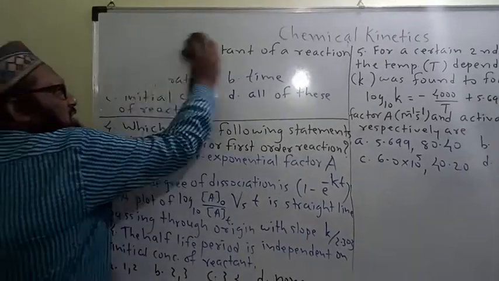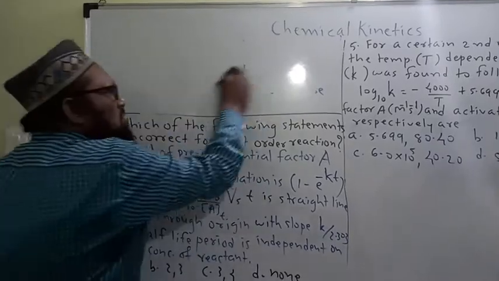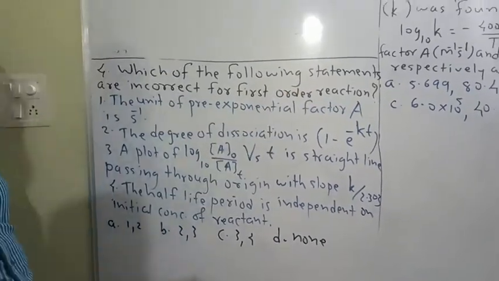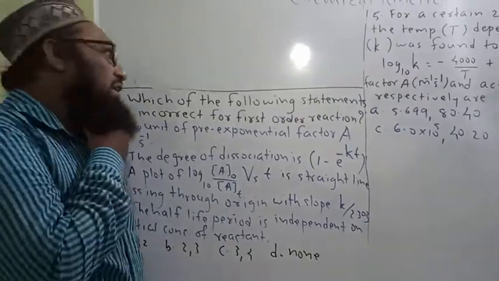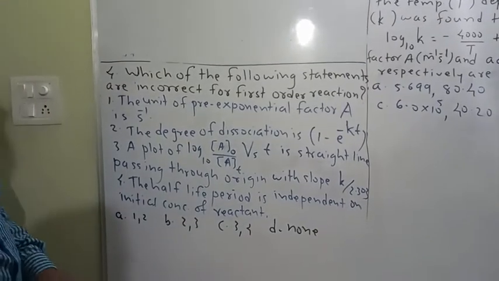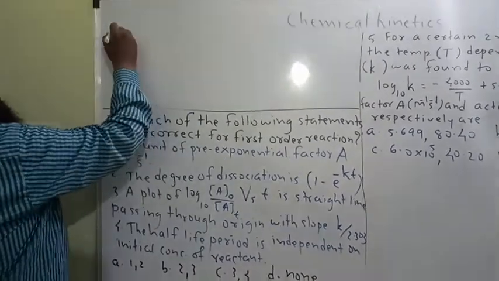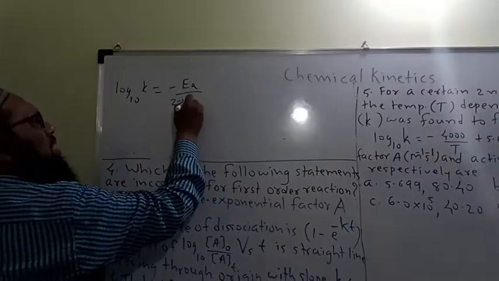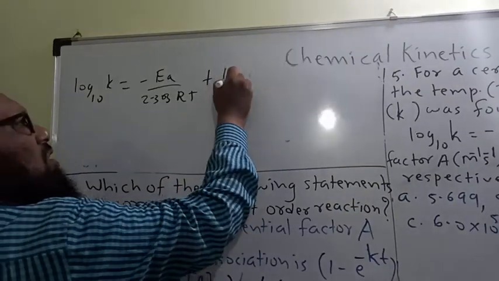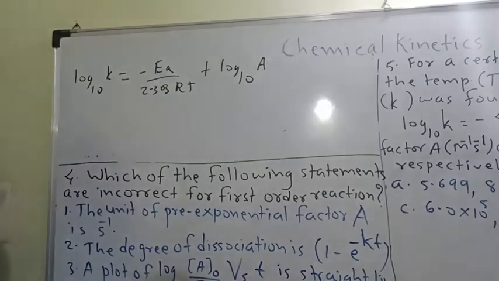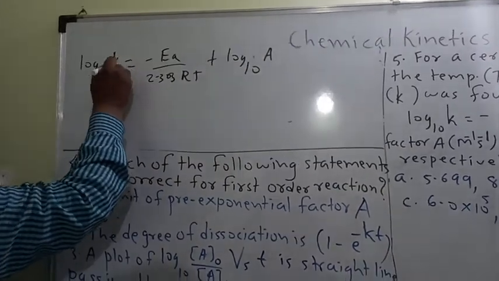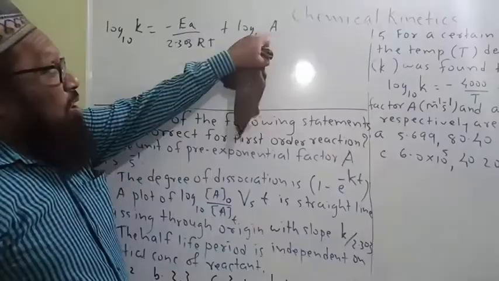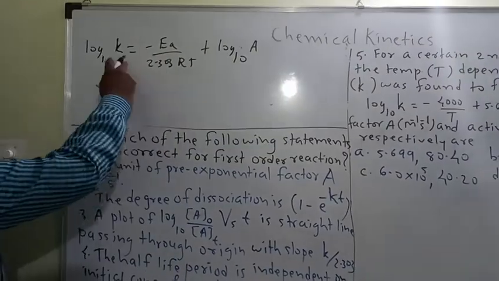Then let us see question number 4. Which of the following statements are incorrect for a first order reaction? The unit of the pre-exponential factor A is per second. Now remember, this is the Arrhenius equation: log to the base 10 k is equal to minus Ea upon 2.303 RT plus log to the base 10 A. Remember, whatever the unit of rate constant may be, zero order, first order, second order or any order, the unit of the pre-exponential factor is always the unit of the rate constant.